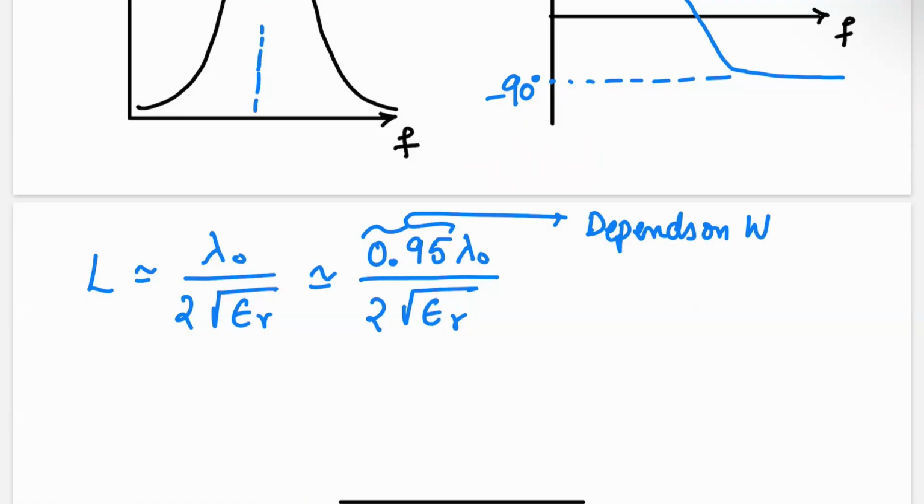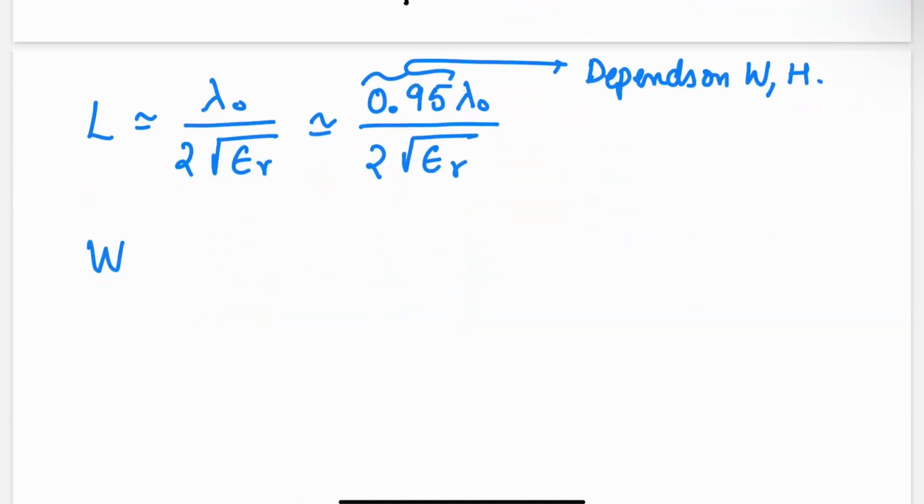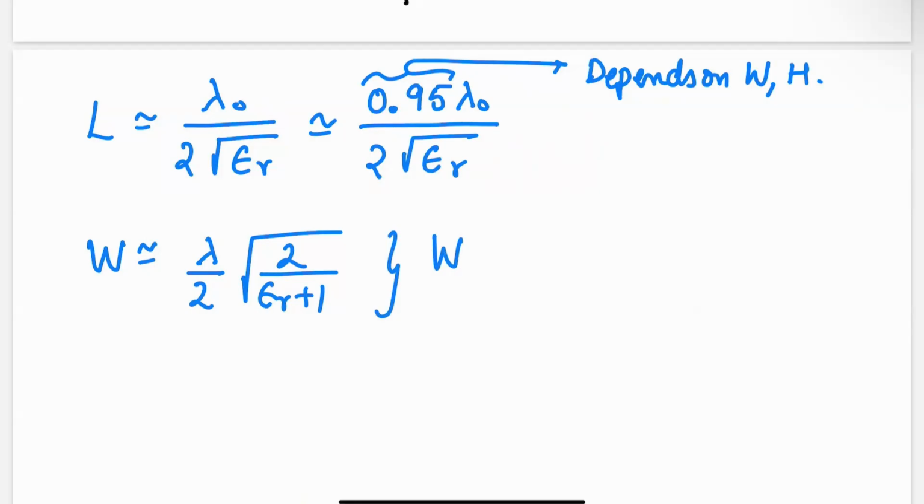Okay, and this factor 0.95 depends on W and H, so the width of the patch and the thickness of the dielectric. Okay, and W is approximately lambda over 2 times the square root of 2 over epsilon r plus 1. So W does impact the resonance frequency a little bit, even though L is what dominates it, because the polarization is along L, right? So the wavelength depends on L.